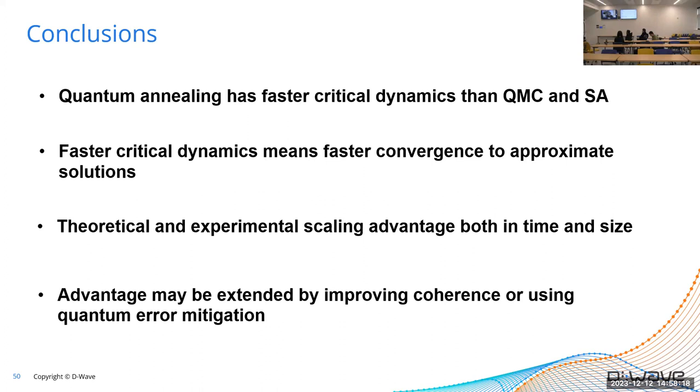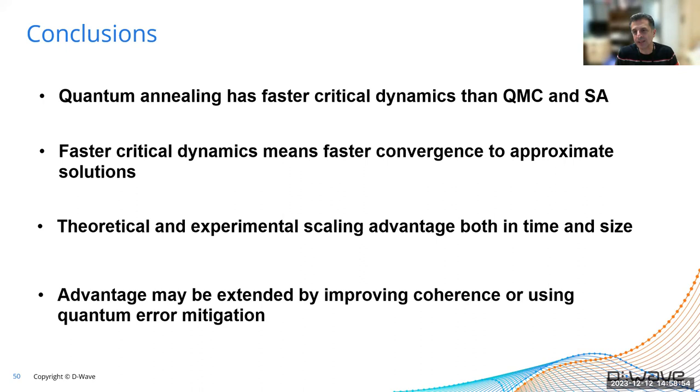Just a question about this coherent annealing, trying to understand: is it like the qubit coherence that we're usually using in universal gate model stuff, or is it something else? No, this is not the universal gate model. I showed you some evidence that quantum annealing can give you some advantage because of its critical dynamics. There is no evidence that the universal gate model can give you any advantage in optimization. This is not a universal gate model, it's just coherent annealing.